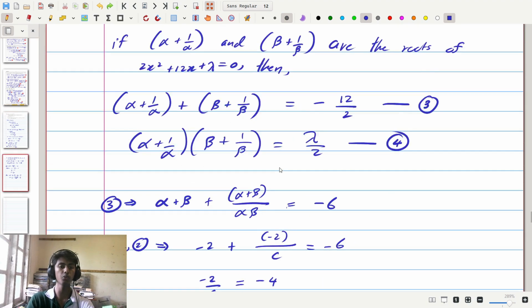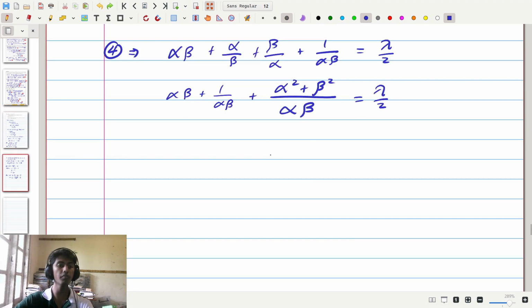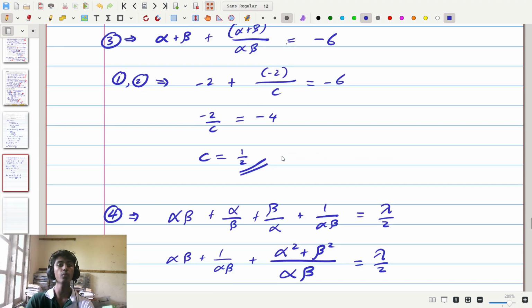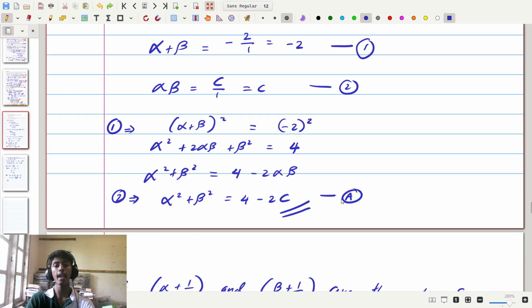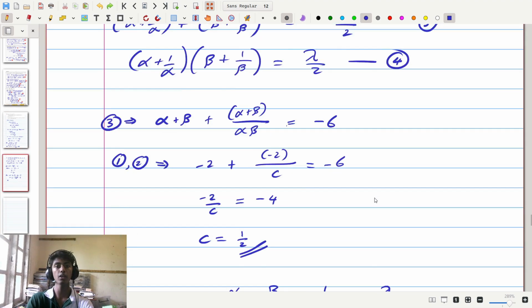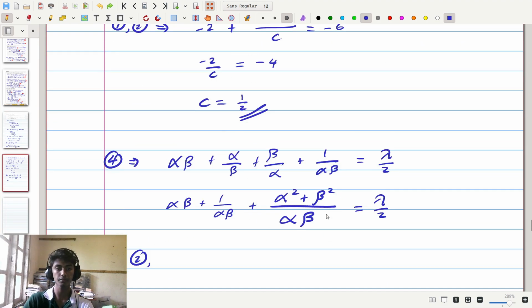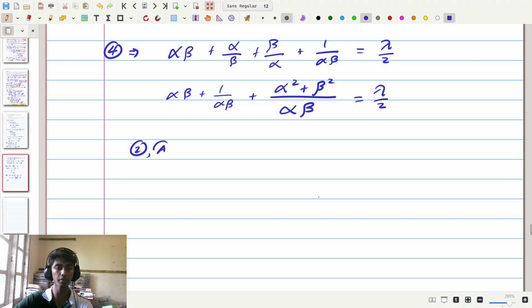So now what we can do is to go down and substitute all of these things, and we can say substituting equation number 2, and we'll name this something. We'll call this equation, let's say A or something. Substituting equation number 2, which is alpha beta, and equation A, we're going to get c plus 1 over c plus 4 minus 2c divided by c equal to lambda divided by 2.